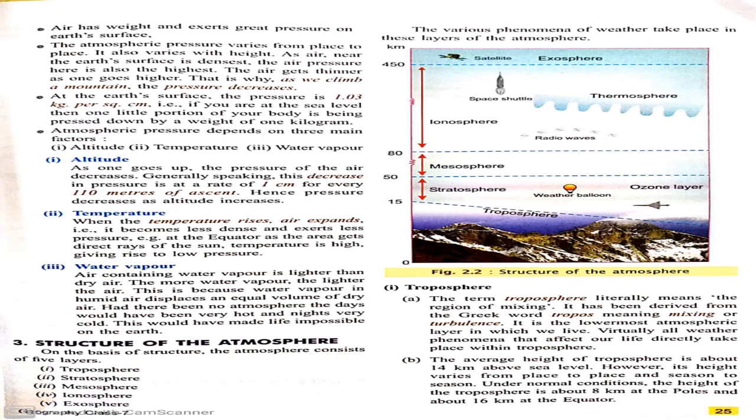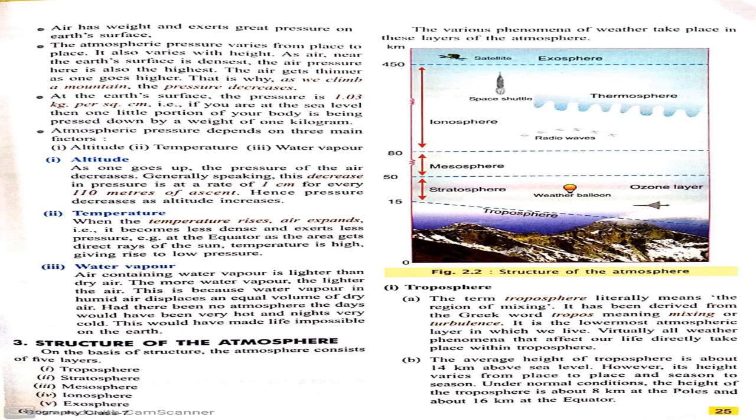Now we need to understand that air has weight and it exerts great pressure on Earth's surface. Okay, so based on that, atmospheric pressure depends on 3 main factors. They are altitude, temperature, and water vapor. One by one we will see. First one is altitude. As one goes up, the pressure of the air decreases.